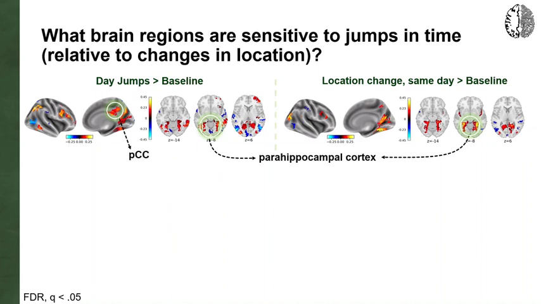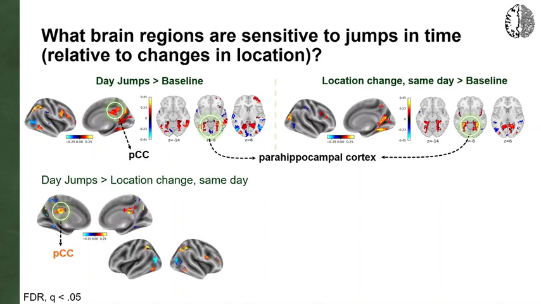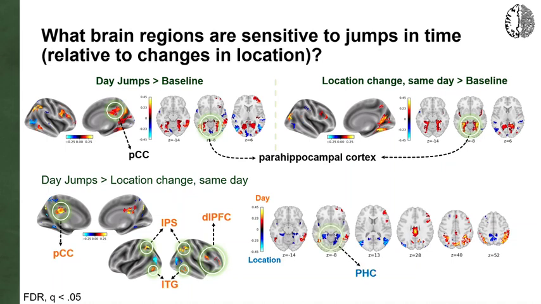But to look at this as a contrast, again we're looking at the sensitivity to jumps in time over and above those changes in location to try and account for that. We see increased activation in the posterior cingulate. We see it around the intraparietal sulcus, as well as the inferior temporal gyrus and the right side dorsolateral prefrontal cortex. And we also wanted to note here that the parahippocampal cortex is again more active in response to changes in location, which was a nice sanity check for us, given that long association between spatial context and the parahippocampus.